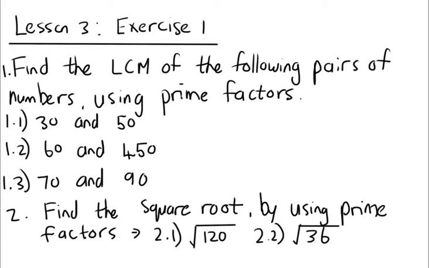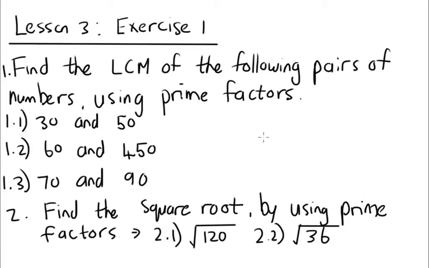So we want to find the LCM of the following pairs of numbers using prime factors. We'll start with 30 and 50, and then 60 and 450, and then we'll look at 70 and 90. Then by number 2.1 we're going to find the square root of 120 using prime factors, and by 2.2 we're going to find the square root of 36 using prime factors. So let's dig right in.